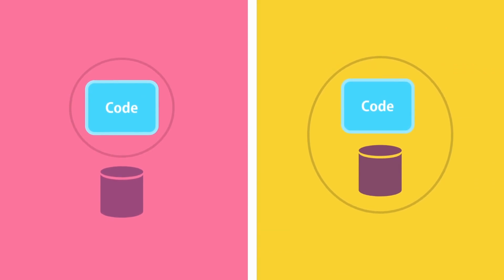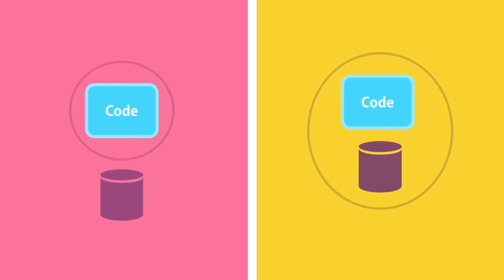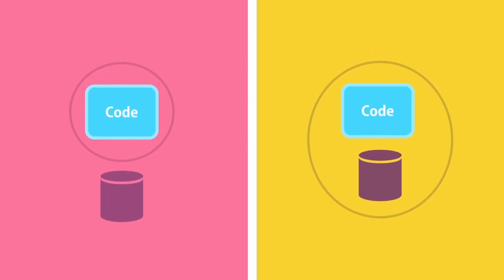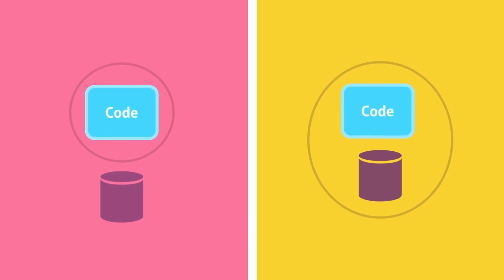So once again, a unit test tests a class or multiple classes without their external dependencies. They test a unit of work. An integration test tests a class or multiple classes with their external dependencies.